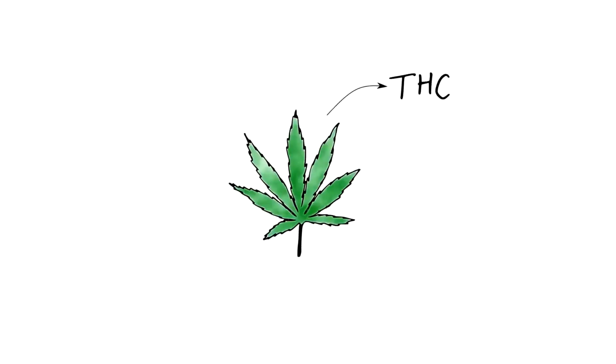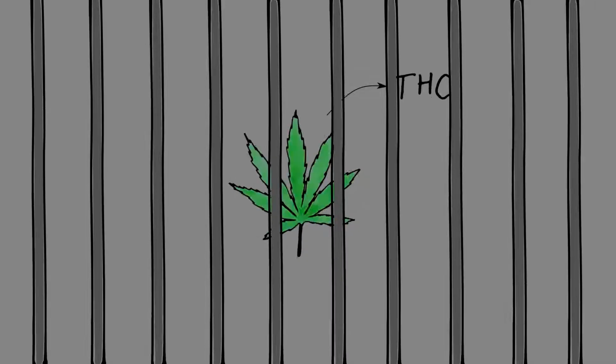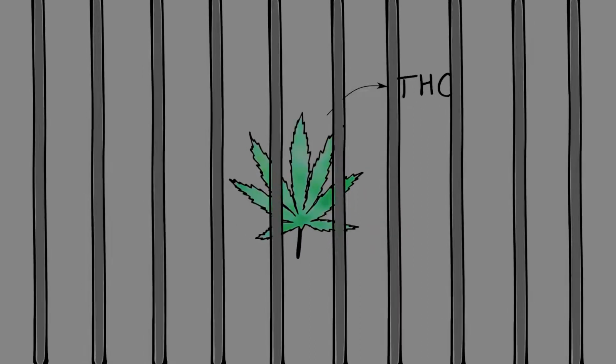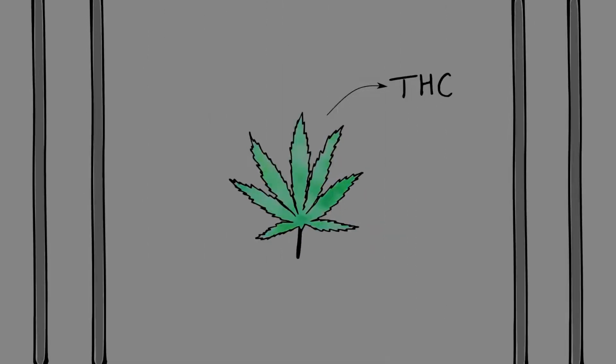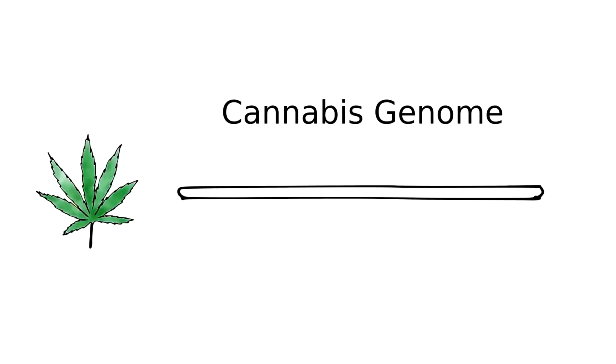Some cannabis plants produce an intoxicating compound called THC. Because of this, cannabis has been heavily regulated, which means that it's relatively understudied considering its wide range of applications. While it has been recently legalised in some parts of the world, there's still a lot that we don't know about cannabis, and this is particularly true with respect to its DNA.